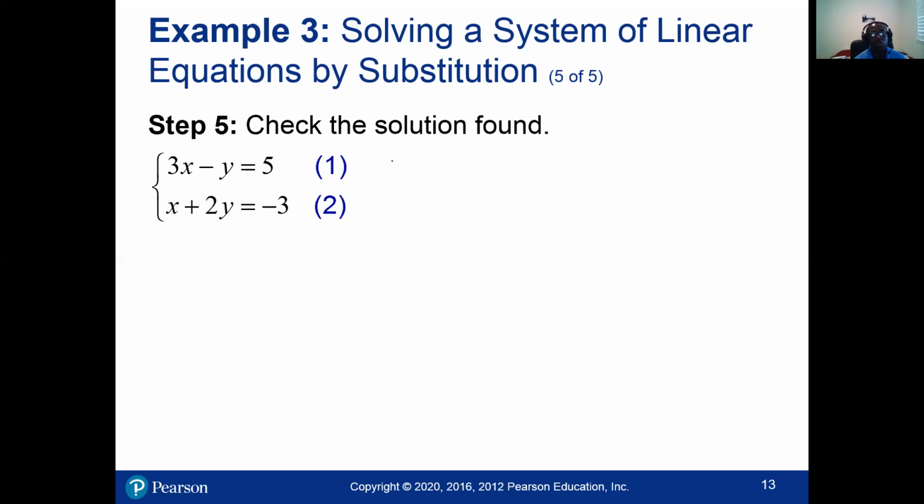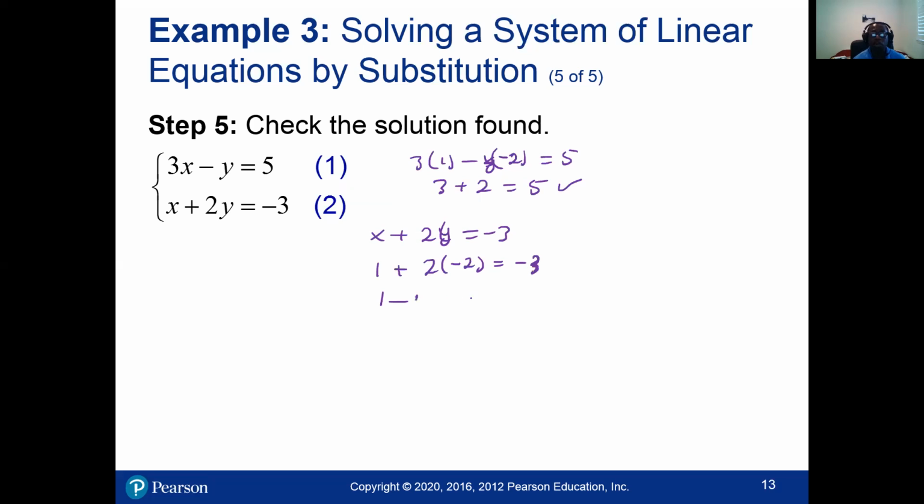Let's look at it. If x is 1, you get 3x, that is 3 times 1, minus y, which is negative 2, is equal to 5. And then that gives you 3 plus 2 equal to 5. Okay, for equation 1. And then equation 2, you have x plus 2y equal to negative 3. That gives me 1 plus 2 times negative 2. Is it equal to negative 3? All right, this is 1 minus 4 equal to negative 3. So like we said, we get negative 3 equals negative 3, and that checks.